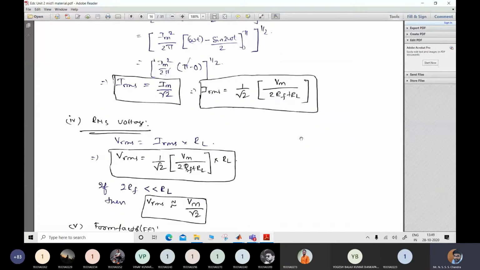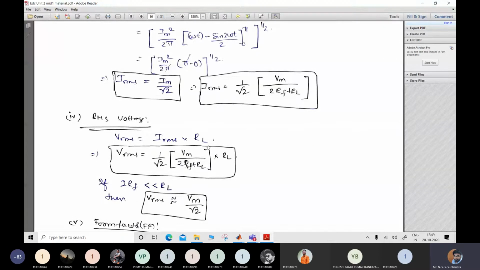The RMS voltage is equal to the RMS current into RL. Again, here we neglect the RF. If 2RF is much less than RL, then the denominator and numerator cancel, and you get VRMS nearly equal to VM by root 2. The next term is form factor. I need someone to answer what is form factor.